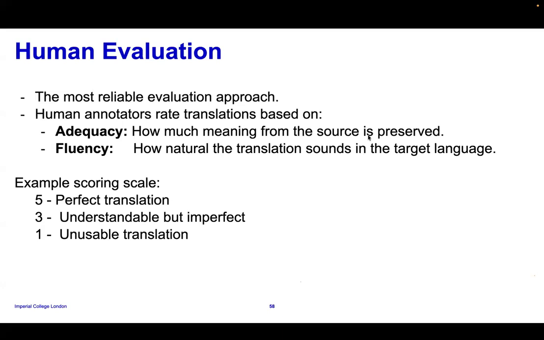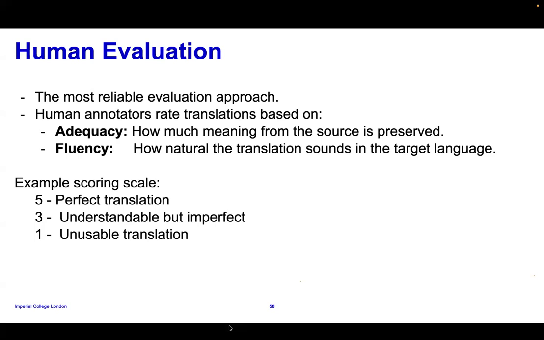Adequacy is how much meaning from the source is preserved. Like the meaning of the translation, is it preserved from English to Hausa? Fluency is how natural the translation sounds in the target language. Does it sound natural, like a human being, or does it sound like a robot? So you ask people to gauge the quality. For example, you can give them a scale from 1 to 5 for how adequate the translation is. If the meaning is preserved really well, excellent, you give it a 5. If it doesn't, you give it 1, meaning that it changed the meaning.